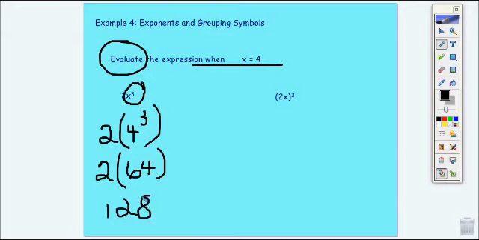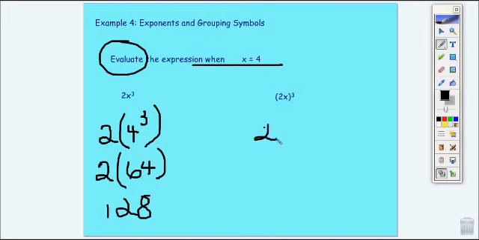You'll notice in the second one, we have the same expression, but we have grouping symbols put in there. So when there were no grouping symbols, we go back to our Please Excuse My Dear Aunt Sally. There are no parentheses, so we did our exponent as our first operation. In the second expression, we have 2x in the parentheses, and then we cube it. So we're going to do our parentheses first.